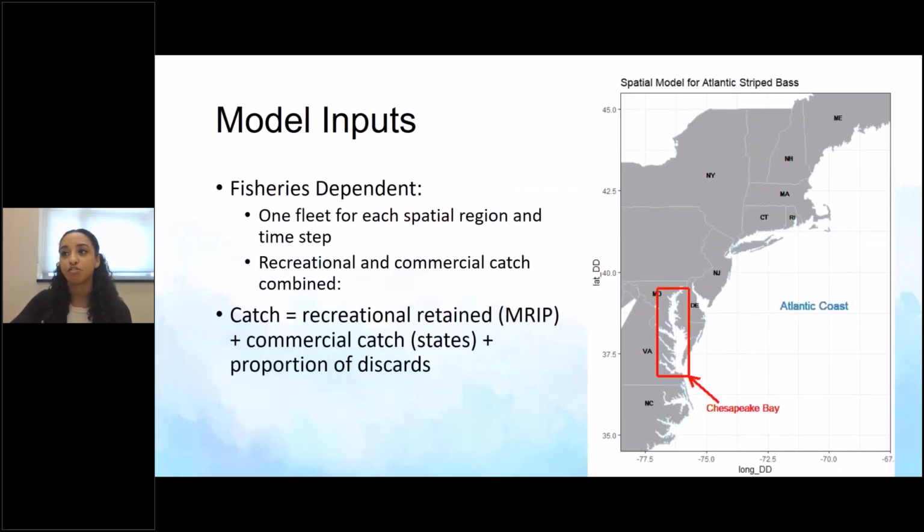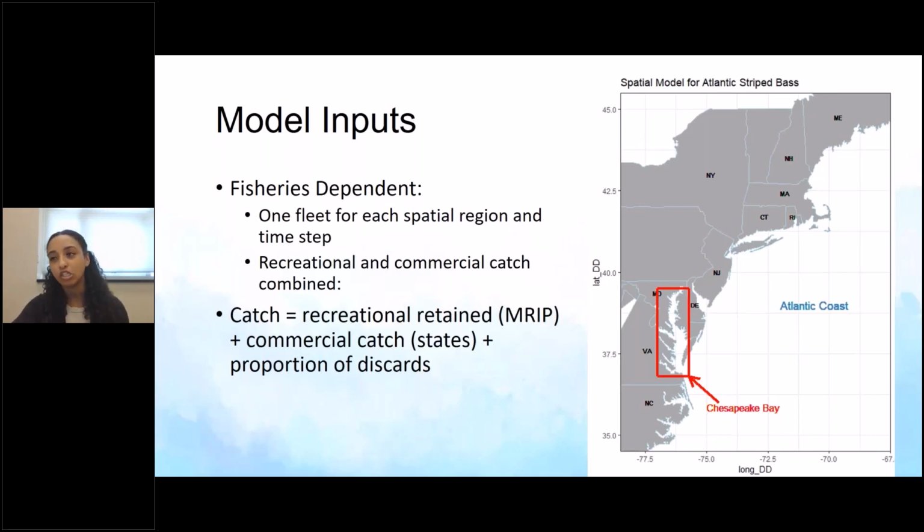Moving on to the fisheries dependent data inputs, we have one fleet for each spatial region and time step. That includes a total catch and the proportions at age. So for each spatial region and time step, it includes recreational and commercial fisheries combined.